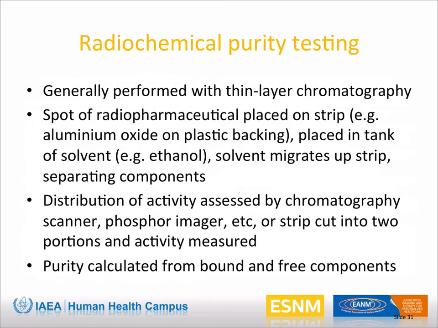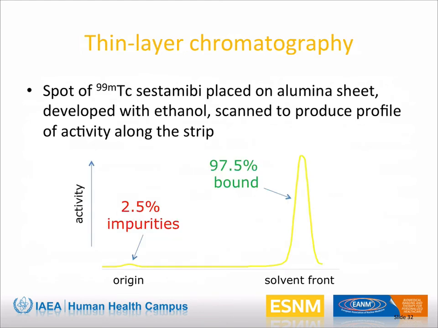Solvent migrates up the strip, separates the components, and then we look at the distribution of activity along that strip using a radiochromatogram scanner, phosphor imager, even a gamma camera, or we can cut the strip into two portions and measure the activity in a dose calibrator or a well counter. We then calculate the purity from knowing where the bound and free components will migrate. Here's an example of a scan of a chromatogram with sestamibi. Here we can see that 97.5% of the activity has migrated up to the solvent front in the sestamibi peak, and there are 2.5% impurities remaining at the origin.